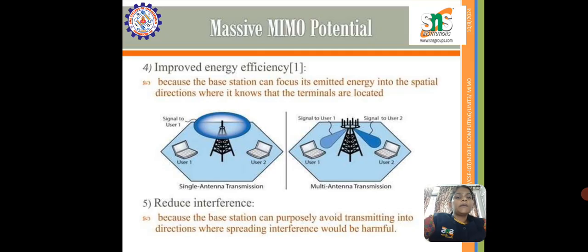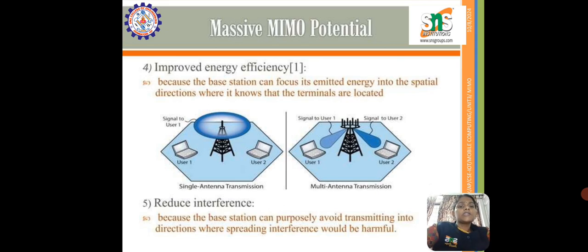Next, the main thing is improved energy efficiency, because the base station can focus its emitted energy in the spatial direction where it knows the terminals are located. This diagram represents single antenna transmission and multiple antenna transmission. The efficiency is high compared with single antenna transmission, and with the help of multiple antennas the user can transmit and receive at a higher data rate. Next is reduced interference, because the base station can purposely avoid transmitting into directions where spreading interference would be harmful.